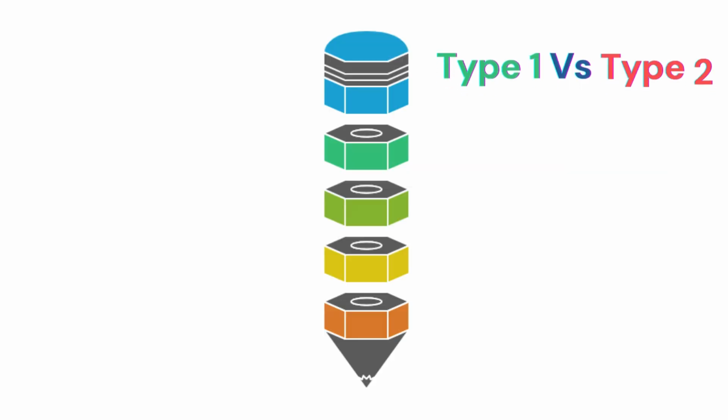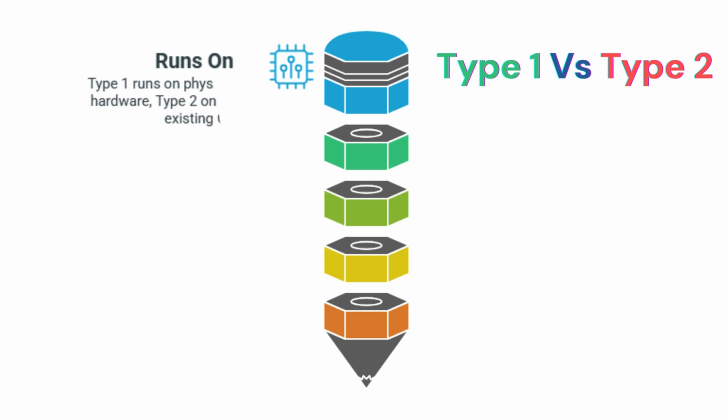Comparison: Type 1 versus Type 2 hypervisors. Runs on. Type 1, bare metal. This type runs directly on the physical hardware. There's no traditional operating system underneath. The hypervisor itself controls the hardware. Type 2, hosted. This one runs on top of an existing operating system like Windows or Mac OS, just like any other app.